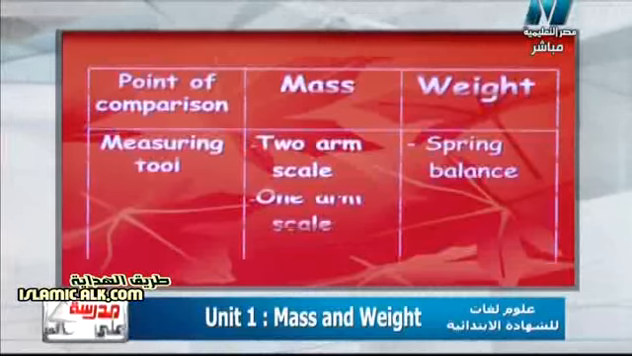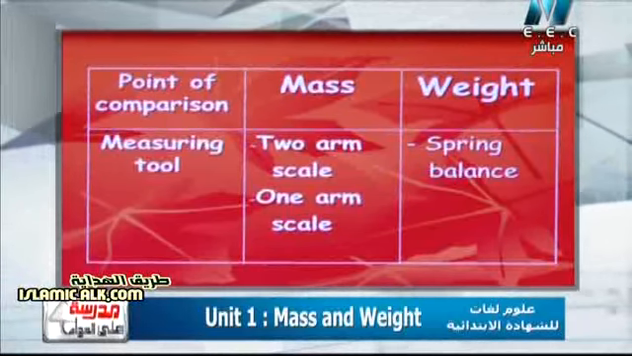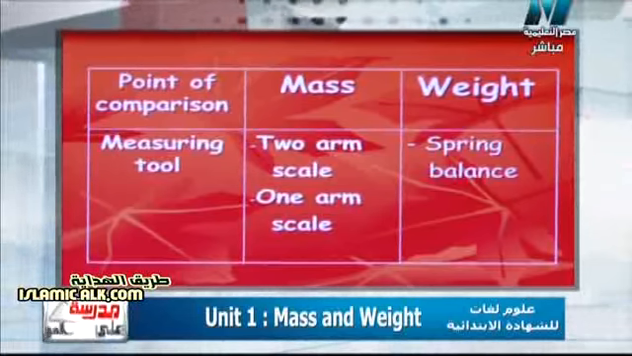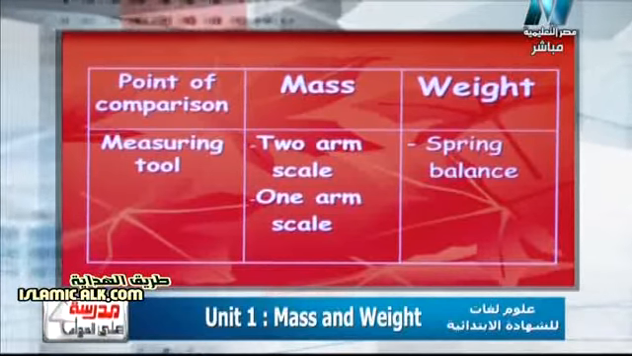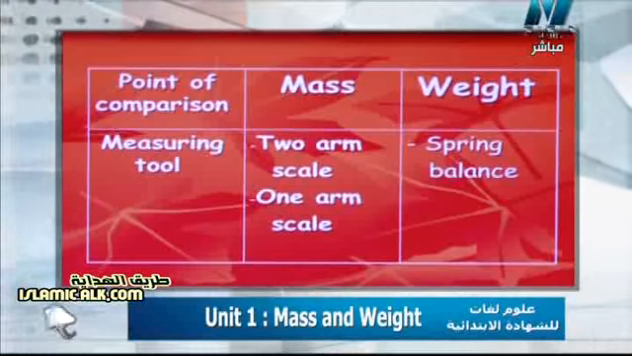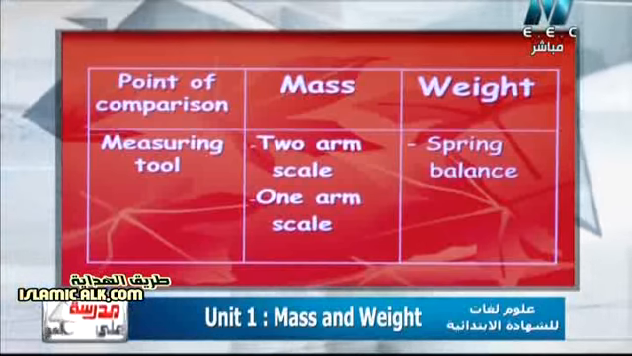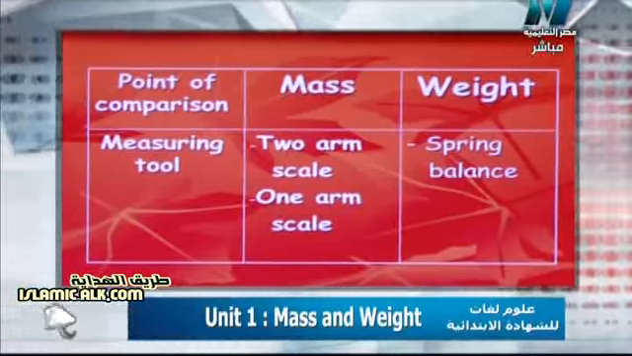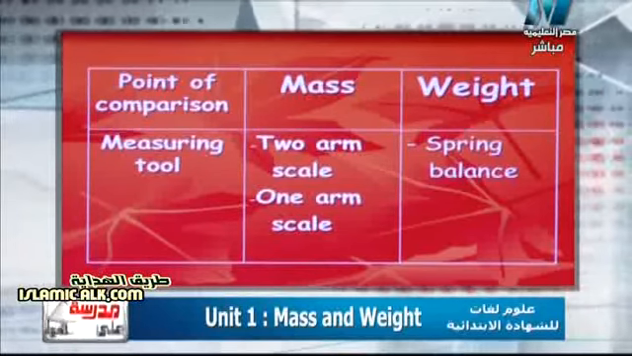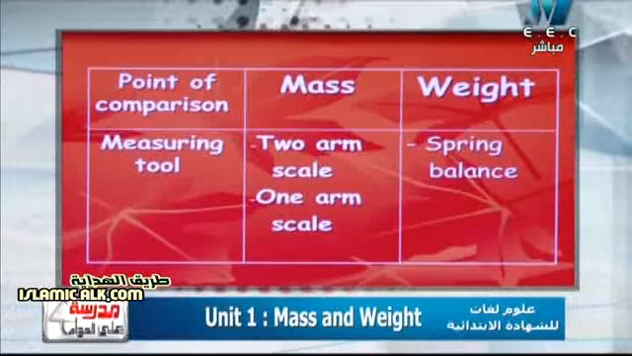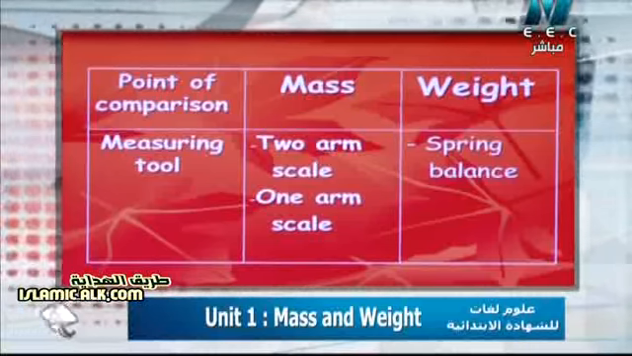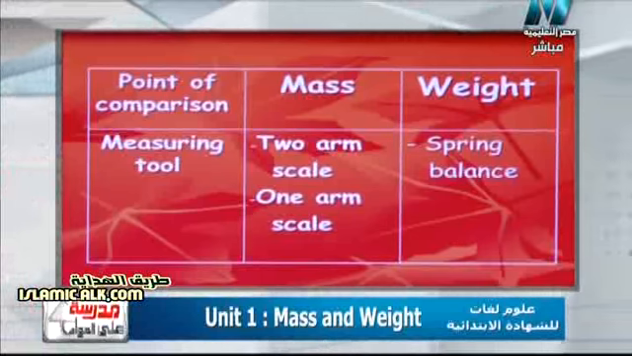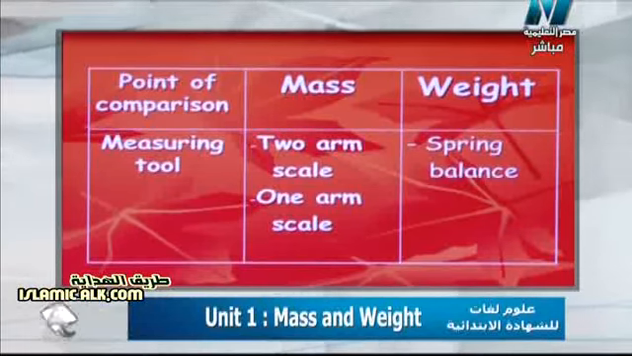Okay, what are the measuring tools, the devices? We have many scales or balances for mass, 2-arm scale or 1-arm scale. I have 2 examples of 2-arm scale, which are the balance scale or sensitive 2-arm scale. And I also have 2 examples of 1-arm scale, which are digital 1-arm scale and 1-arm scale with a pointer. But I have only 1 device for the weight, the spring scale or spring balance.